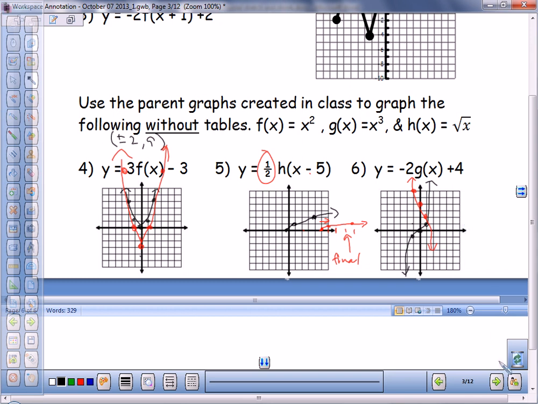All right, today we're going to look at our last type of transformation, and that's horizontal stretches and compressions. So this is it. We've done translation, so we did shifts, up, down, left, right. Then we did reflections over the X and the Y. Then we did vertical stretches and compressions, and today we're going to do horizontal stretches and compressions.